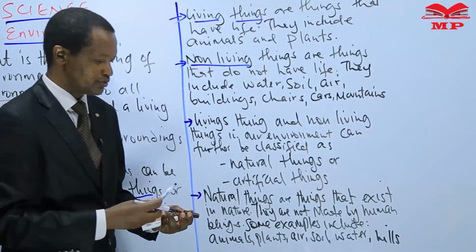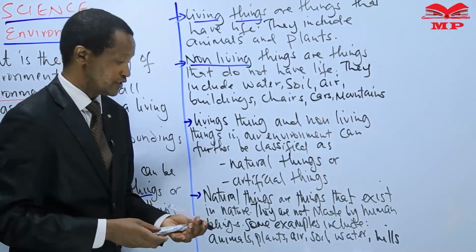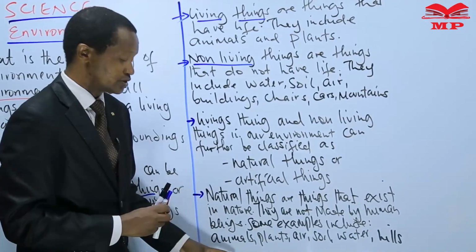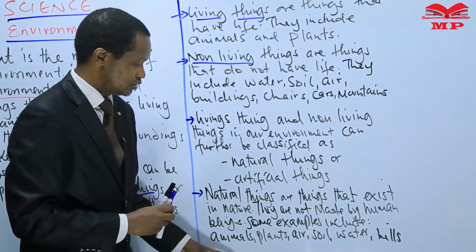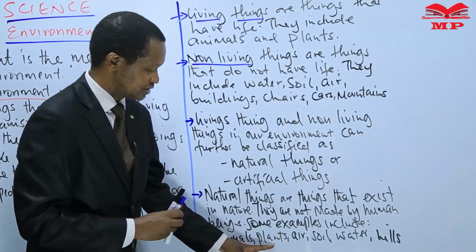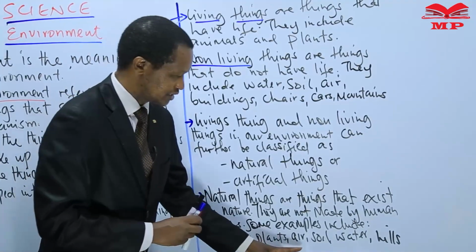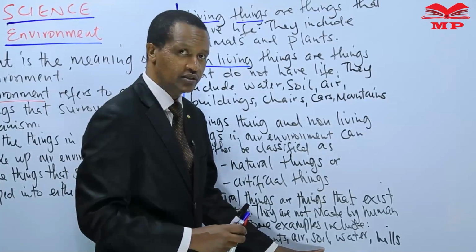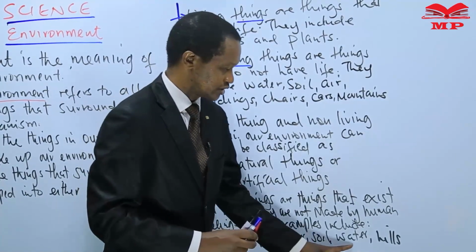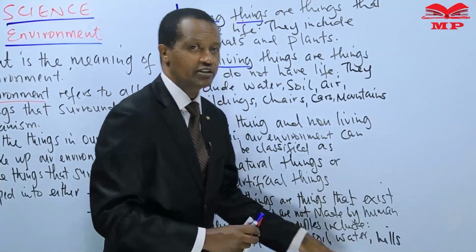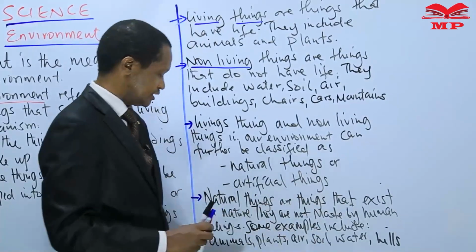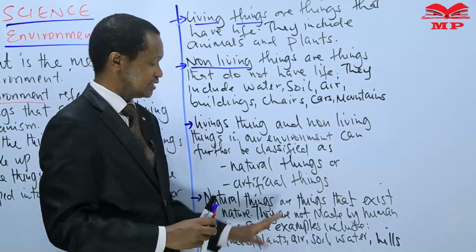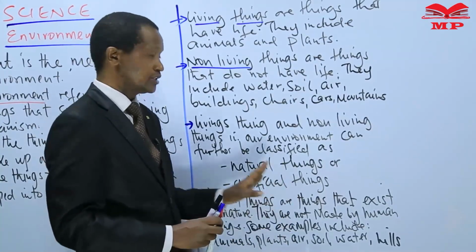No one can claim to have created them or to have manufactured them. There is no one who manufactures animals. There is no one who manufactures plants. You cannot manufacture the air. These are things that just exist in nature. Soil, water, hills, mountains. These are natural things. Do you understand, learners? Things that exist in nature are known as natural things.